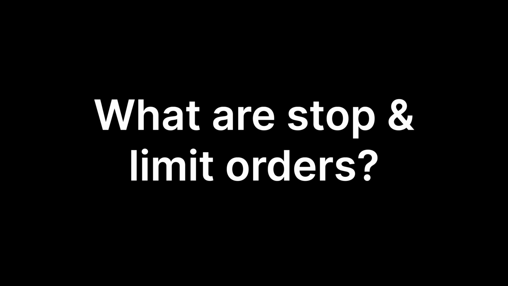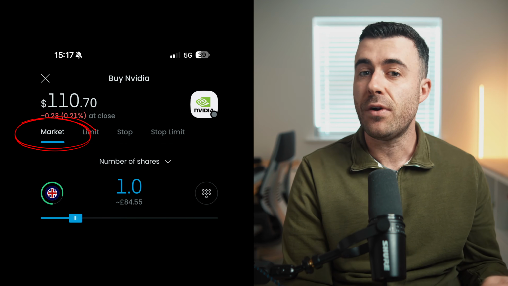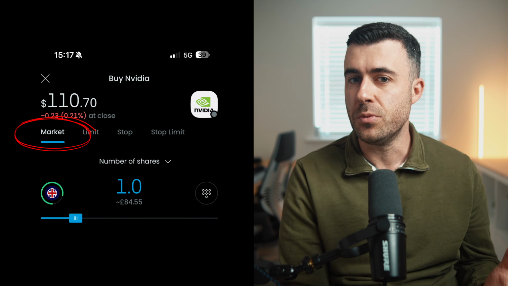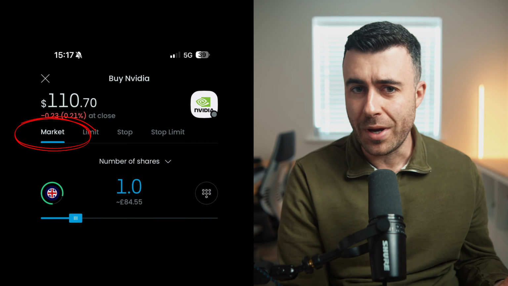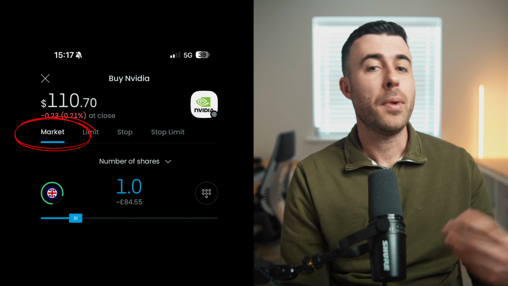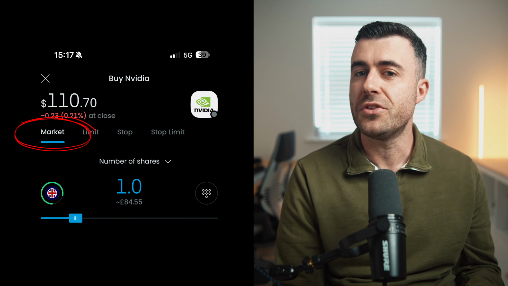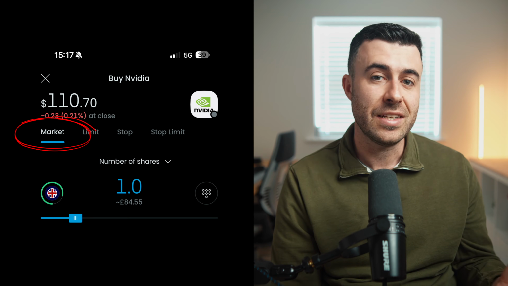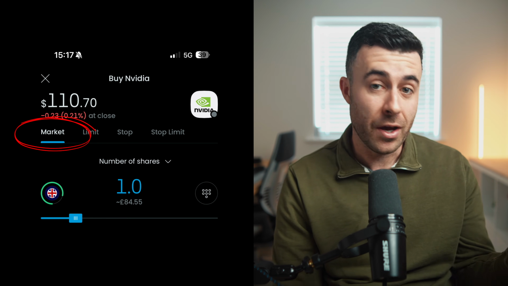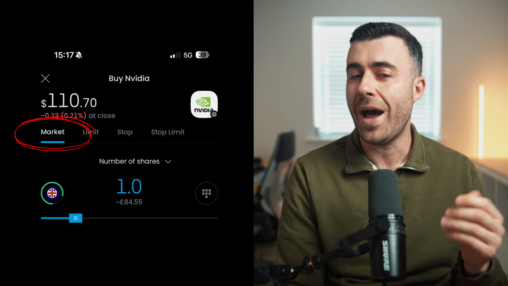So what are stop and limit orders? Well, the first thing that you have to understand before anything is actually what a market order is. This is basically the default way of buying your stocks on Trading 212 and by far the simplest way to invest. Essentially, when you place a market order on your Trading 212 app, all you are doing is instructing them to execute a trade, whether it's a buy or a sell, as quickly as possible at the best available price.